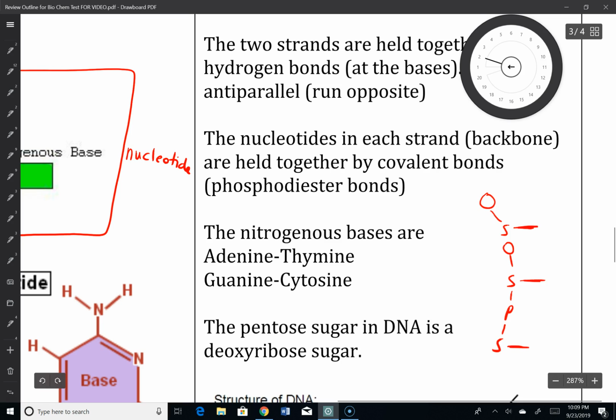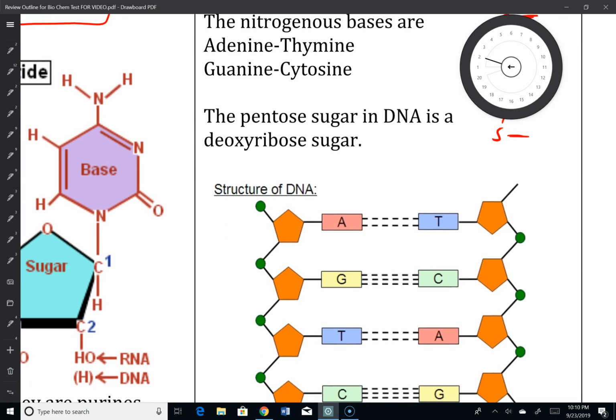So these are your bases. And A always goes to T, and G always goes to C. So that may be something to think about. A to T is going to have 2 bonds. G to C is going to have 3 bonds. That's why you can't simply mix and match one purine with pyrimidine. It just doesn't work that way.